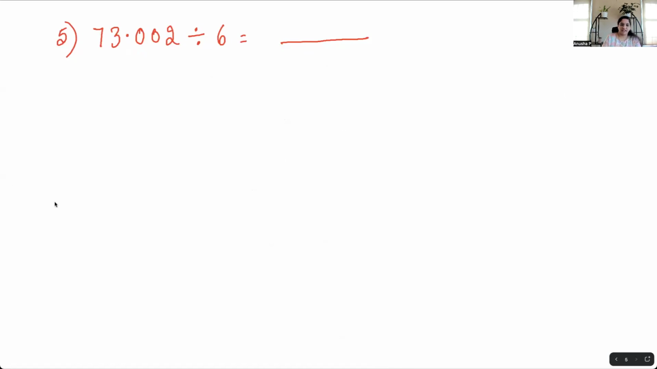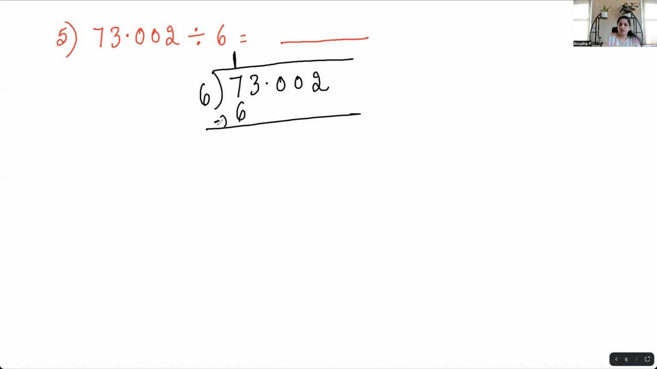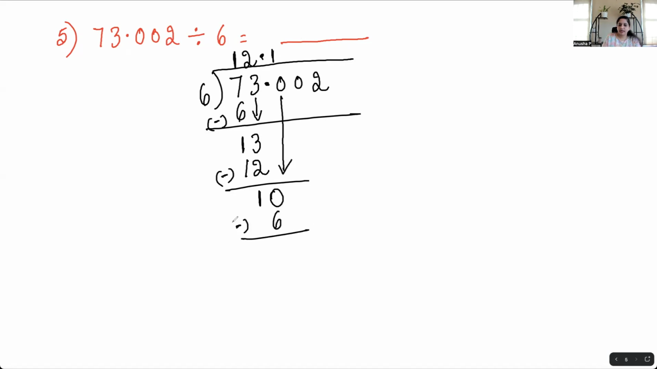This is another interesting example. So 73.002 divided by 6. Now 6 times 1 is 6. So what is 7 minus 6? 1. And then we are bringing the 3 down. 6 times 2 is 12. So 13 minus 12 is 1. Now, because of a decimal point in the question, you have to put a decimal point in the coefficient. And now we are bringing the next number 0 down. 6 times 1 is 6. So 10 minus 6 is 4.